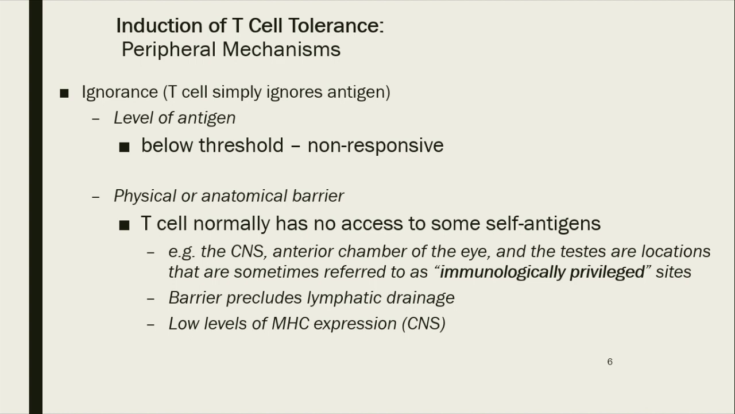Okay, and these peripheral mechanisms are called the induction of T cell tolerance through ignorance. Okay, simply ignorance. Ignorance is a funny term, but in this case, it implies that the T cell would ignore the antigen; even though they can see it, they tend to ignore it. So it depends on the level of antigens. Okay, if it is below a threshold, it becomes non-responsive.